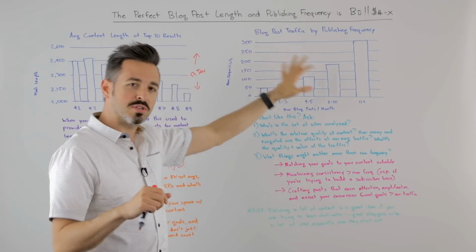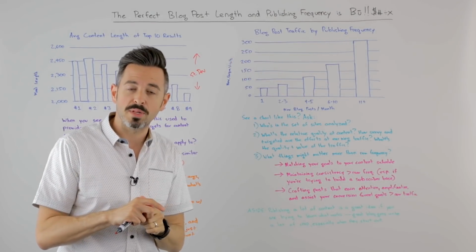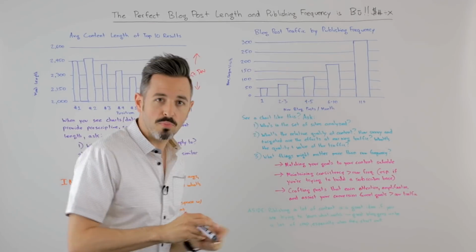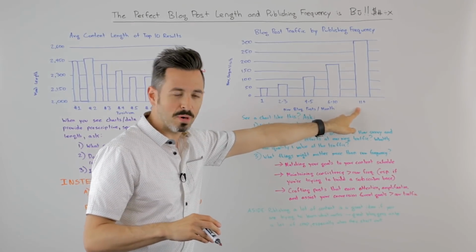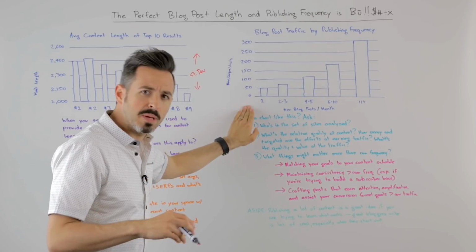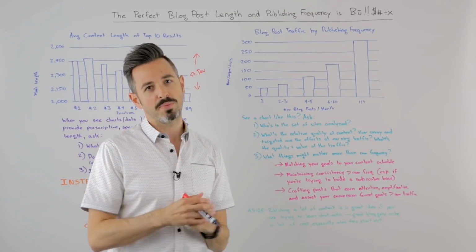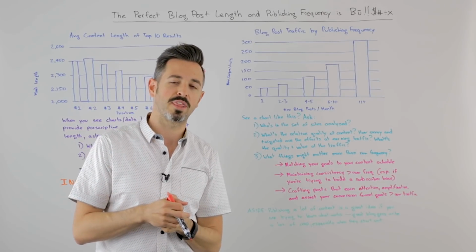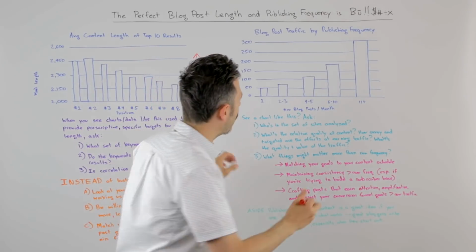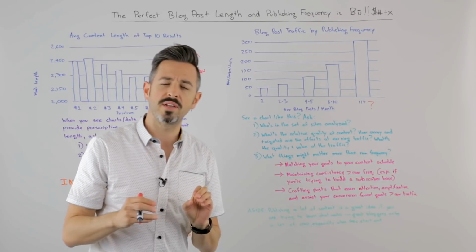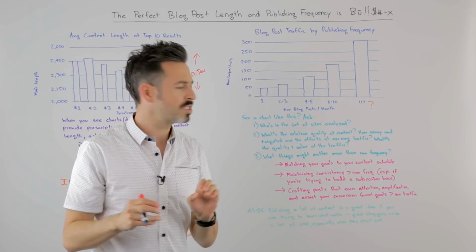So a lot of times you'll see, how often should I publish? Oh, look, people who publish more, 11 times or more per month, they get way more traffic than people who publish only once a month. Therefore, clearly, I should publish 11 or more times per month. Why is the cutoff at 11? Does that make any sense to you?